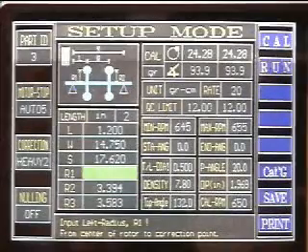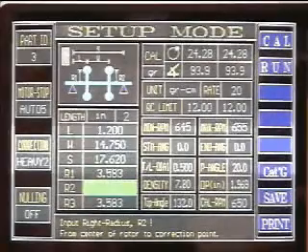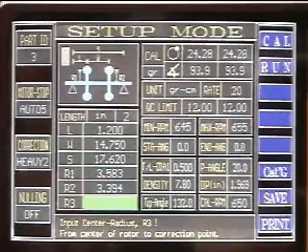The R1 dimension is the left correction calibration radius. The R2 dimension is the right correction calibration radius. The R3 dimension is the center correction calibration radius, used for inline crankshafts.